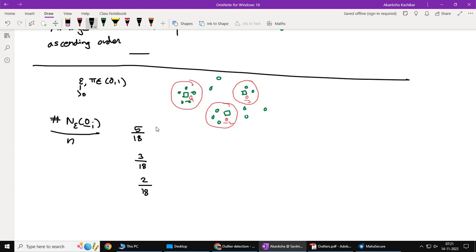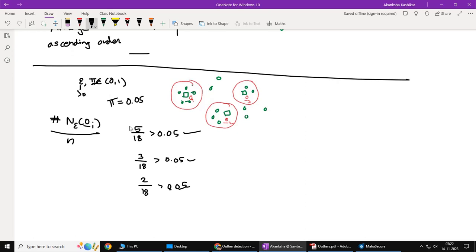And we fix some pi. For example, I fix pi at 0.05. Now 5 by 18, is it more than 0.05? Yes. So this is greater than 0.05, so this is not an outlier. 3 by 18 is 1 by 6, so this is also greater than 0.05, so this is not an outlier. 2 by 18, in this case, is also greater than 0.05, so this is not an outlier. So what we will do is, we will see which neighborhoods have a proportion of observations less than pi. Then those will be declared as outliers.